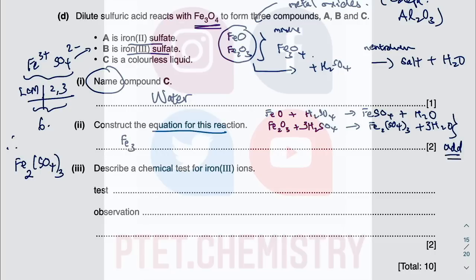Fe3O4. When you add these two together, you will get Fe3O4. Okay, they are a mixture. That's why you get iron 2 and iron 3 individually. Plus, when you add 1 plus 3 sulfuric acid, you get 4 H2SO4. And then you're going to get 1 FeSO4, you're going to get Fe2(SO4)3, and you're going to get 4 H2O.